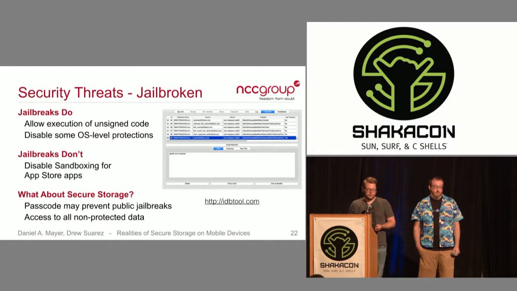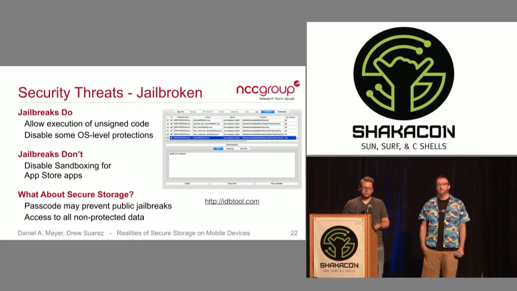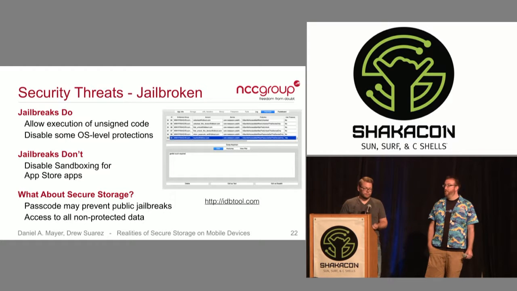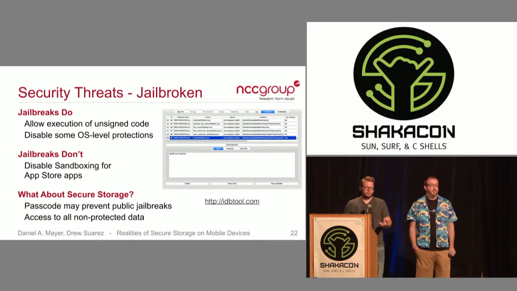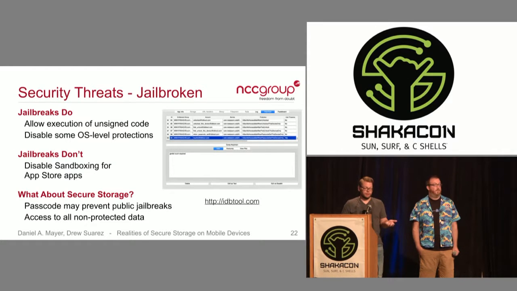So where does this leave us with the threats you can still have after you do all these things? Jailbreaks are probably the first thing that comes to mind when you think about things that can go wrong with iPhones. Jailbreaks let you do arbitrary execution of unsigned code on the device. Before, we talked about how everything has to be signed. If you jailbreak the device, those things are patched and disabled, so you can run arbitrary code. It does disable some OS level protections in order to get the code running, but they don't necessarily disable sandboxing of apps.